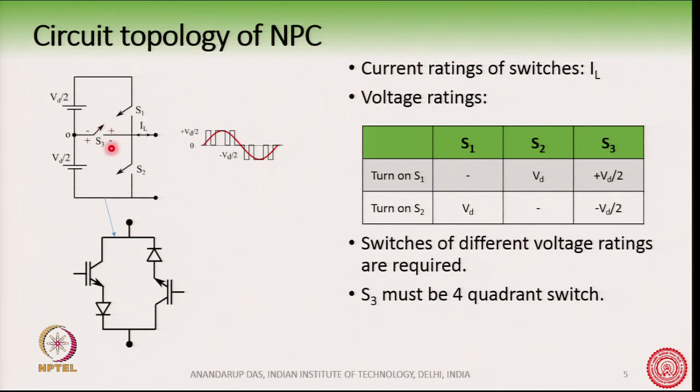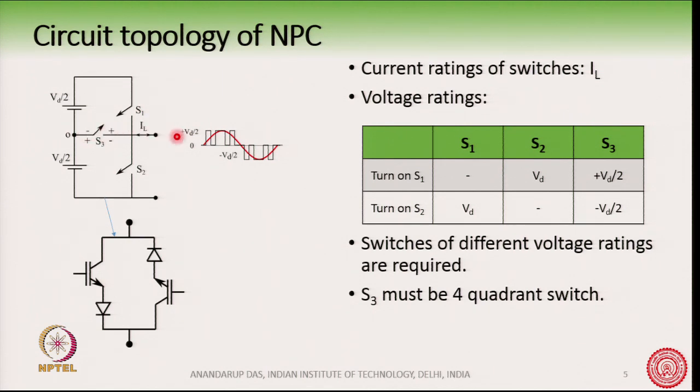What is the voltage rating of S3? Now, when S1 is turned on, then the plus terminal of this DC source comes here, and so the maximum voltage rating of S3 is Vd by 2 with a plus here and a minus here like this, and this will happen when S1 is turned on, okay, the plus here and minus here.